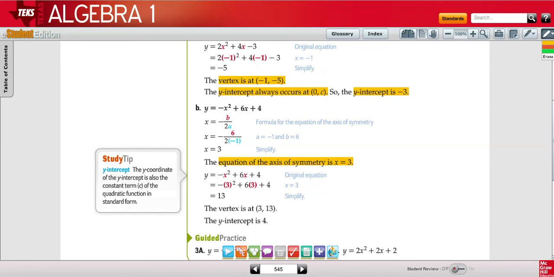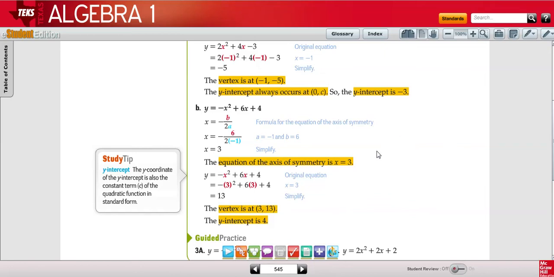Next, we're going to use that x equals 3 and plug it back in to find what the y value is. So when we plug that 3 back into our equation and solve it out, remember you can type that exactly into your calculator. You get y equals 13. So now that we have our x and y value, we know that our vertex is at 3 comma 13. Our y-intercept comes straight from our equation. Our y-intercept is this c value. It's the constant value at the end of the equation. So our y-intercept is 4.